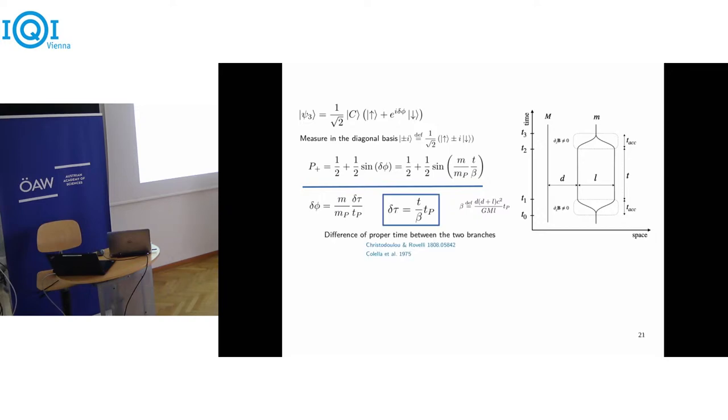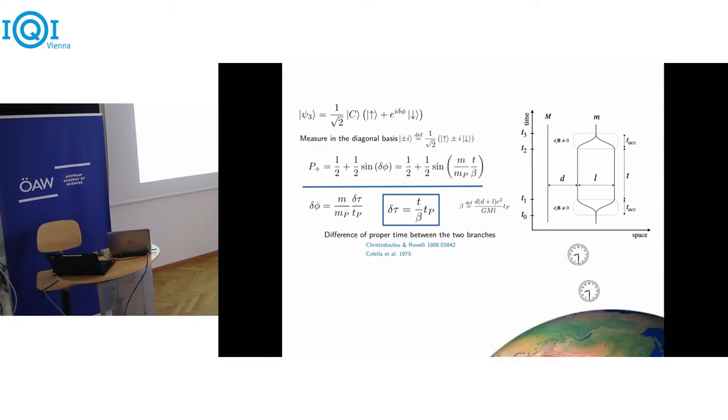All right. So now let's think about the meaning of this relative phase. You can write it this way. It's just the same expression as here, but a bit different. But now we have made appear this delta tau, which carries a relativistic interpretation, and this was noted in this paper. This delta tau corresponds to the difference of proper time between the two branches of the superposition.